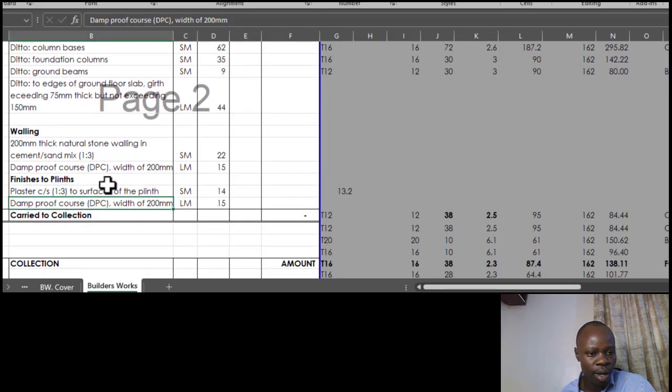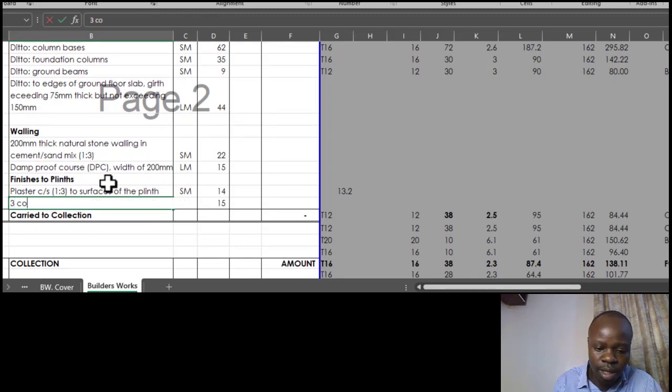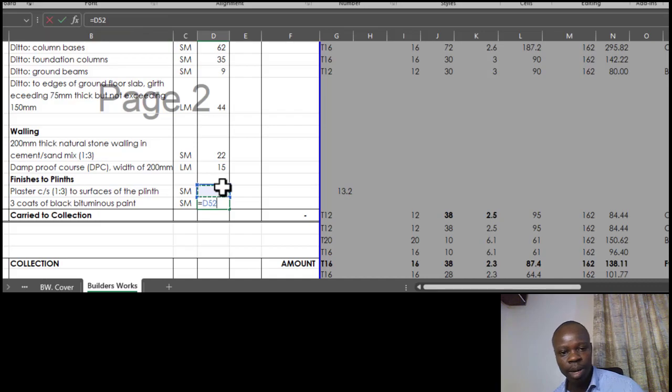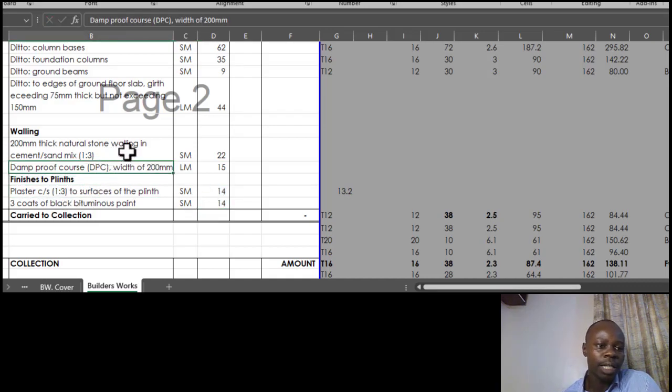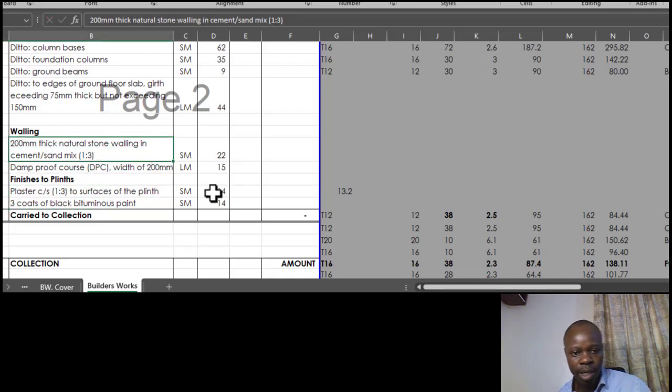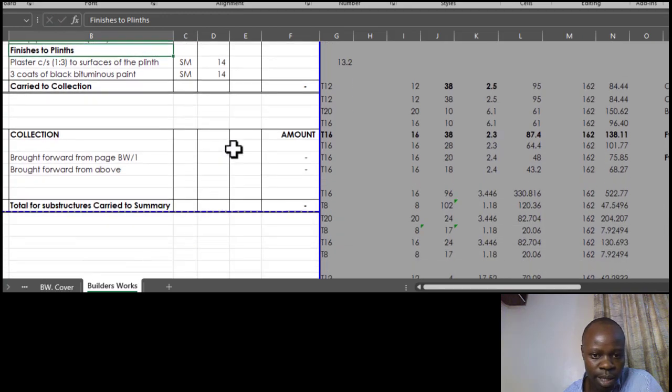Then after you've plastered, you need to paint 3 coats of black bituminous paint. This is also in square meters, and the area is similar to what we've done for plastering. And of course we also need to make our editing. This is now M and this is N. So we have that in place.